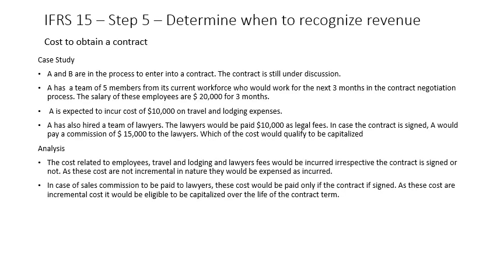Let's look at an example of cost to obtain a contract. A and B are in the process to enter into a contract. The contract is still under discussion. A has a team of 5 members from its current workforce who would work on this contract for the next 3 months in the negotiation process. The salary cost of the employees is $20,000 and they will be involved in this project for the next 3 months. A is also expected to incur a cost of $10,000 on travel and lodging expense.